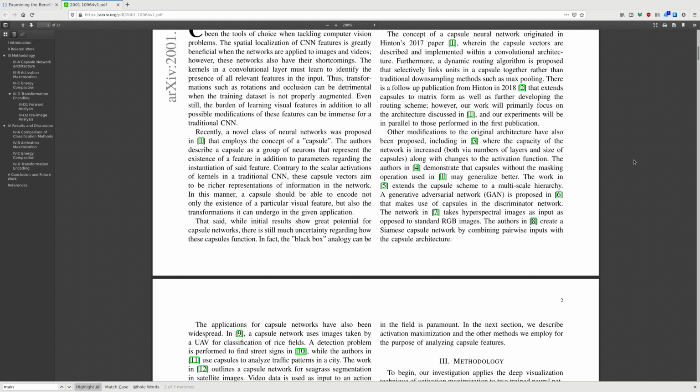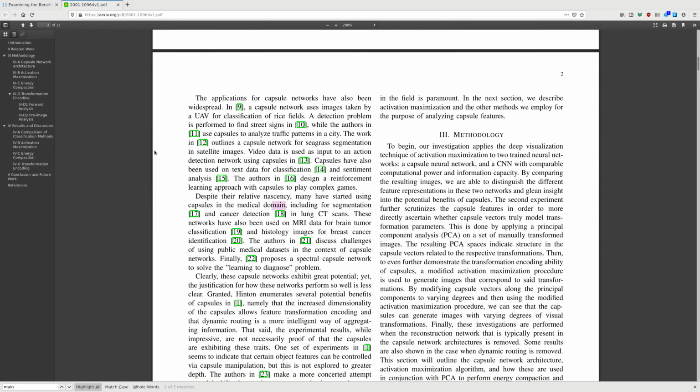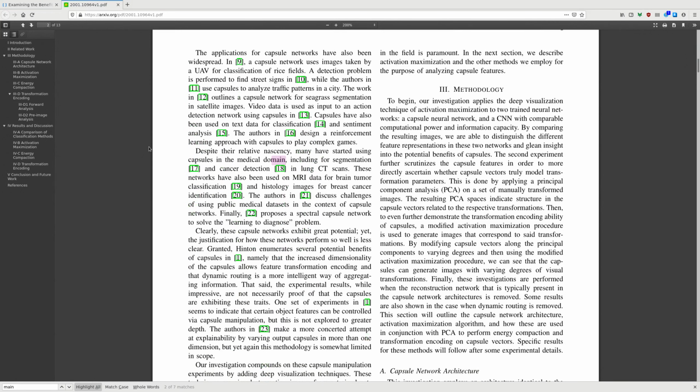The network in 7 takes hyperspectral images as an input as opposed to standard RGB. The authors in 8 create a CME capsule network by combining pairwise inputs with the capsule architecture. The application for capsule networks has been widespread. In 9, capsule networks use images taken by UAV for classification of rice fields.